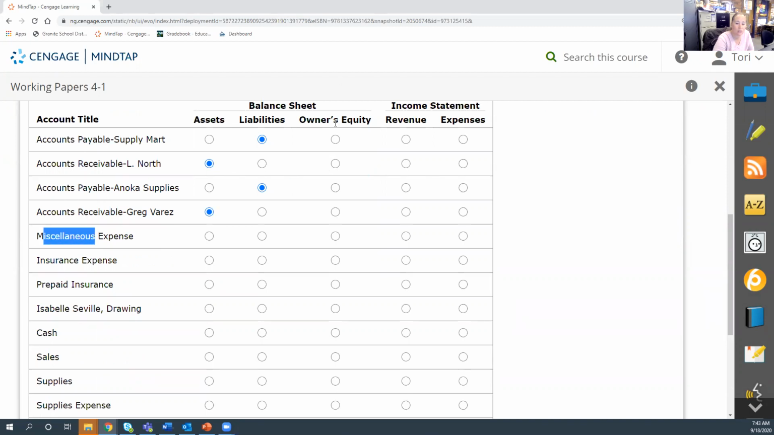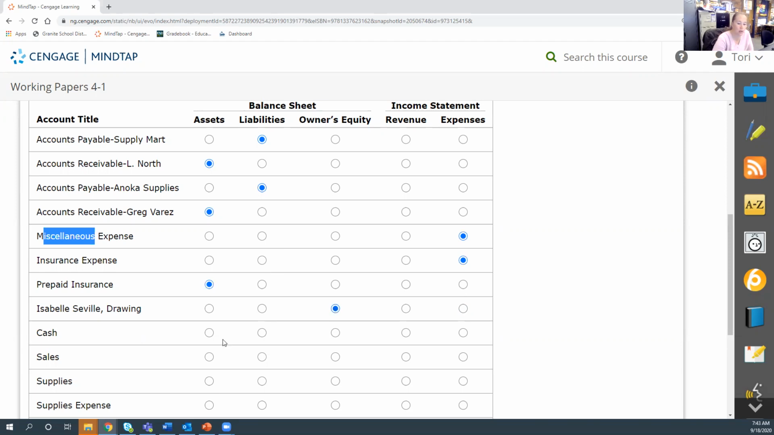Miscellaneous, it goes under owner equity, but is it the capital or is it an expense? So it says expense, so we're going to put it there. Insurance expense goes under expense. Prepaid insurance is an asset. Isabel's drawing, this is going to be under an expense. Or actually, no, sorry, owner equity.